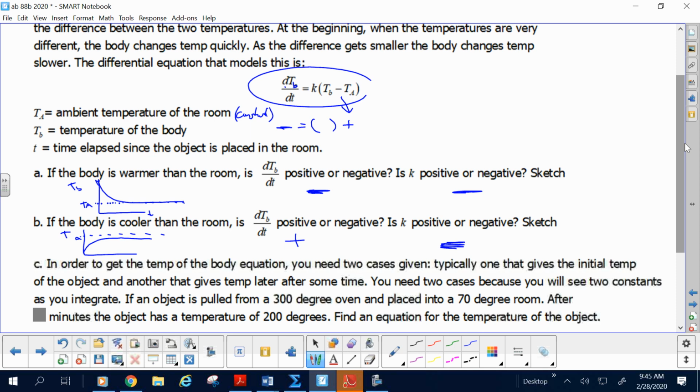What else? The body itself, the nature of the body itself, and how the body cools itself. You know, something might cool faster than another material. So that also would go into it.